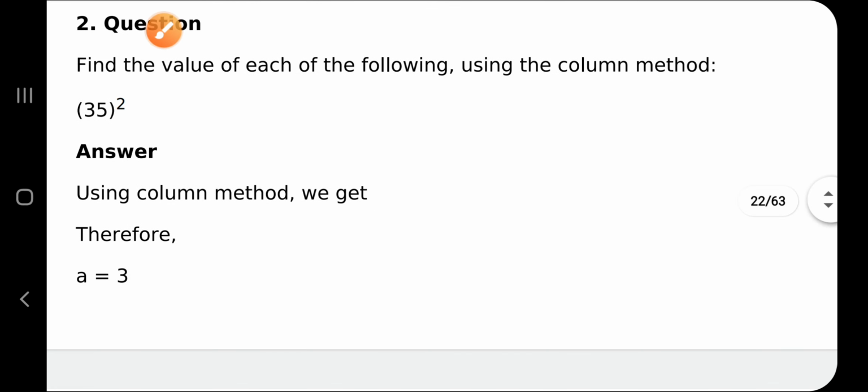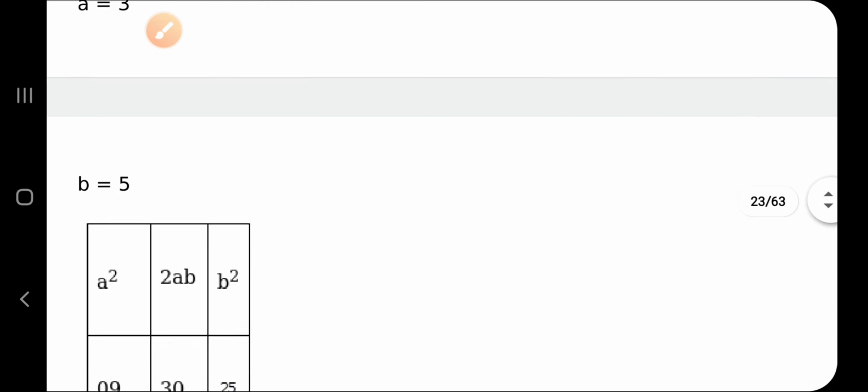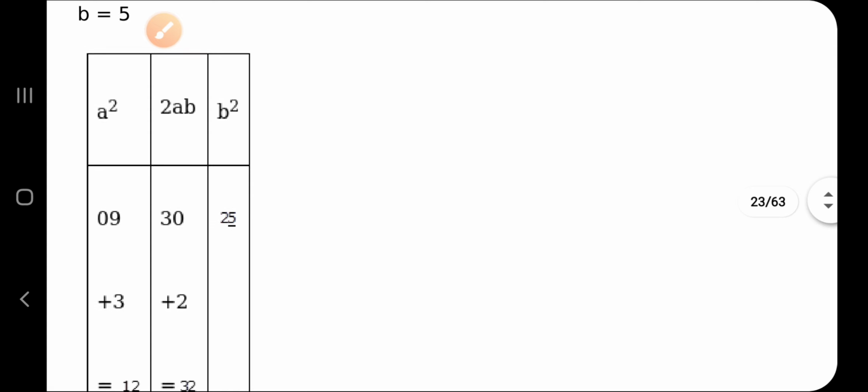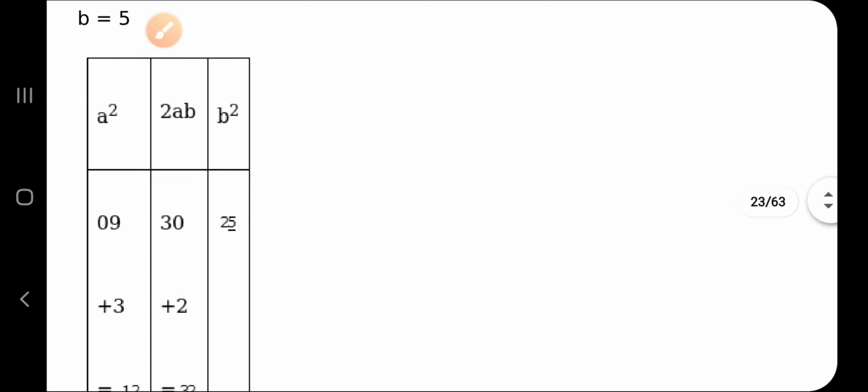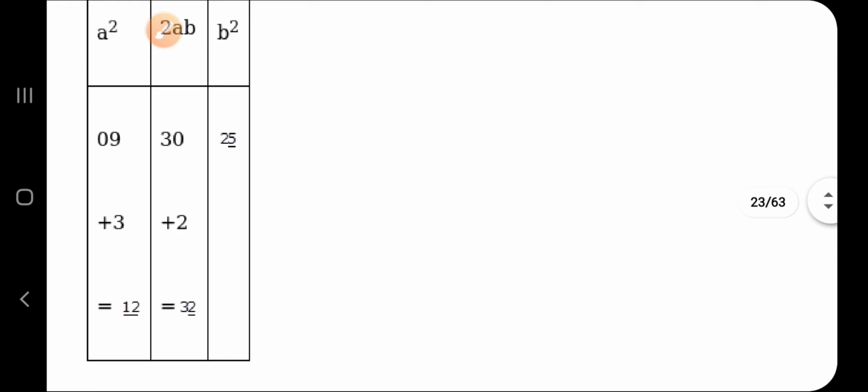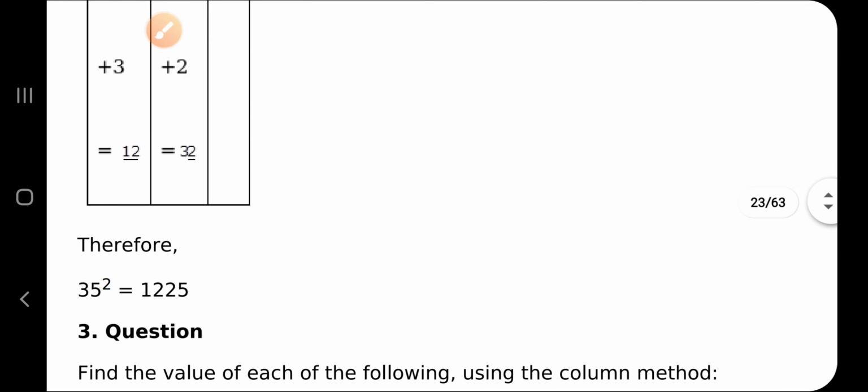In the same way, you have to solve questions 2, 3 and 4. I'm showing you the solutions. Just have a glance at them. You have to suppose a and b, and then you have to solve.